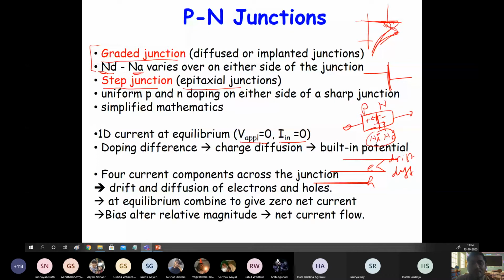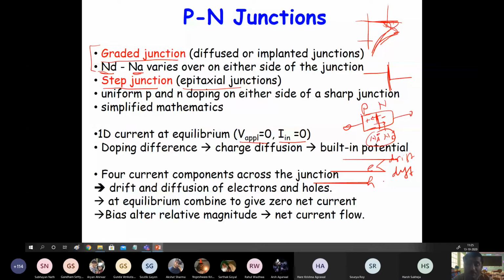Diffusion current will dominate typically at the metallurgical junction or around that. The drift component will usually dominate where there is an electric field, right? So each region will have a certain permutation and combination of these four current components.